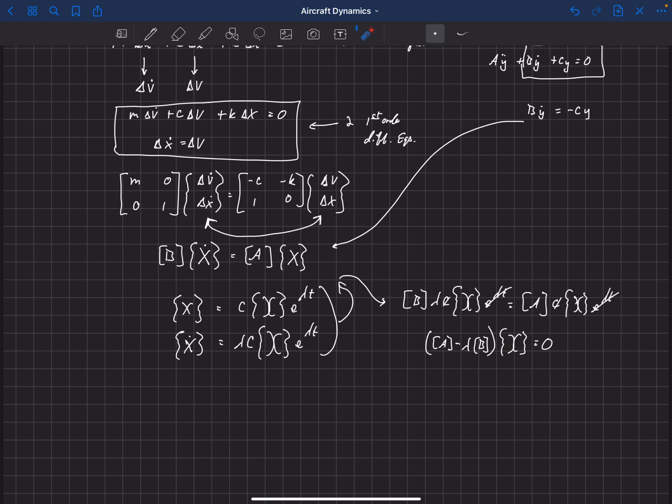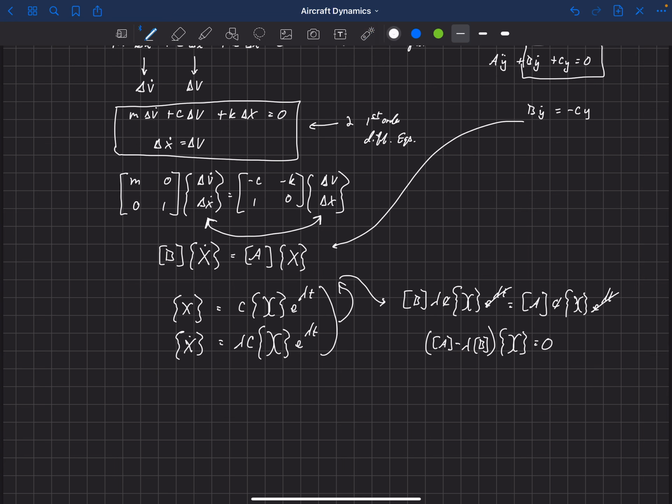Now, one obvious simple solution to this, which is called the trivial solution, is if we say that the eigenvector here is 0. So if we put in a 0 for all of the terms in here, then of course this equation is satisfied. But that's the trivial solution. What we want is the non-trivial solution, where those eigenvectors are non-zero.